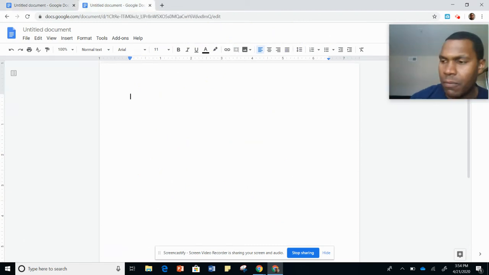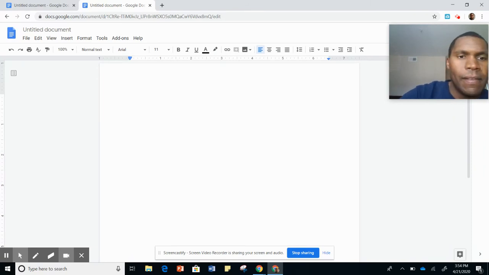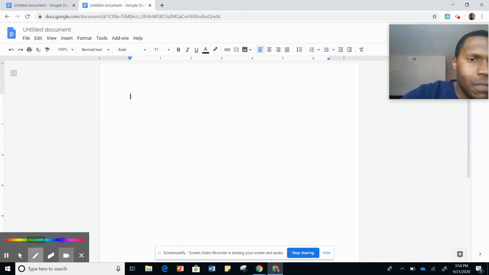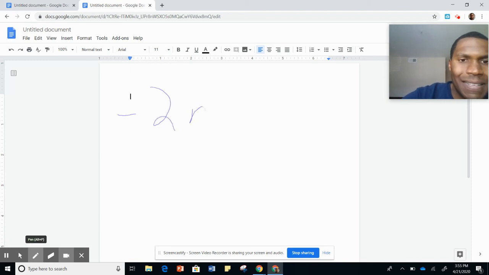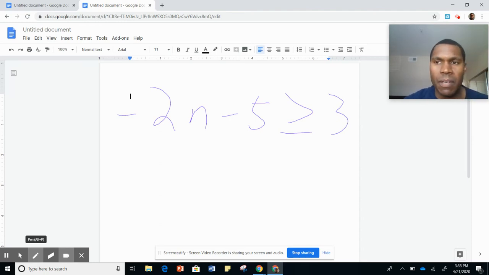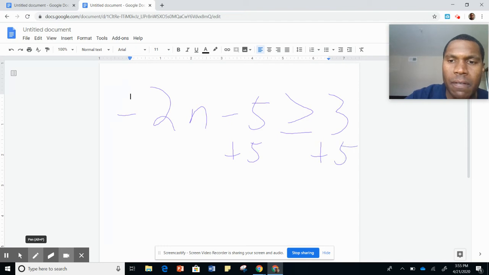Our next example, we have negative 2n minus 5 is greater than or equal to 3. Now, there's a special rule when it comes to inequalities, and the rule is if you divide by a negative, then you have to change the sign of the inequality. So, for example, we want the negative 2n by itself, so we're going to add plus 5 to cancel there, and we add plus 5 here.